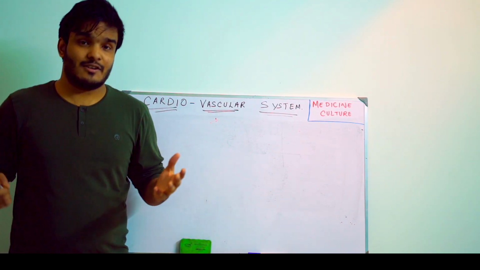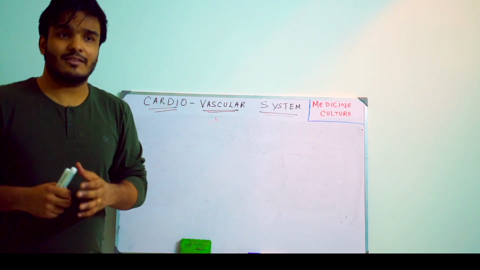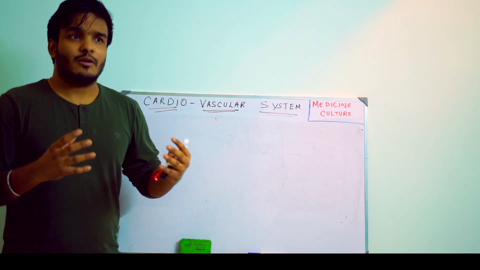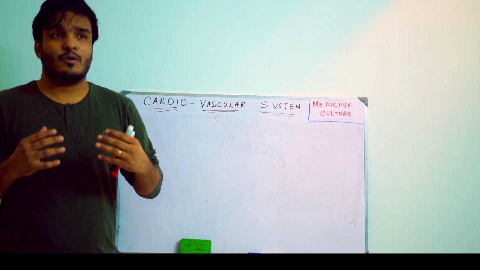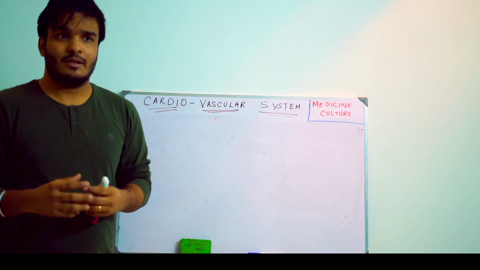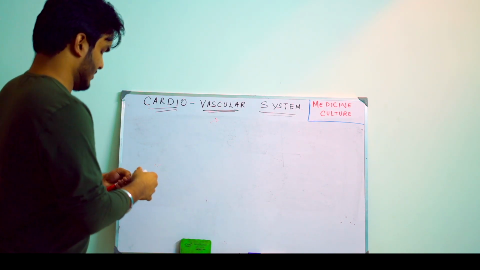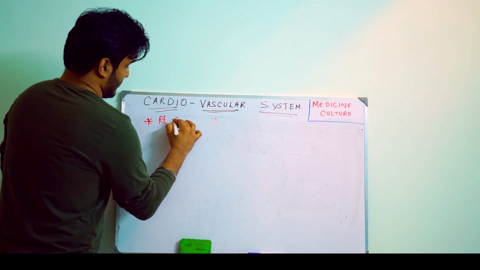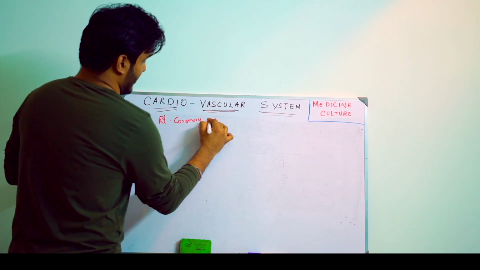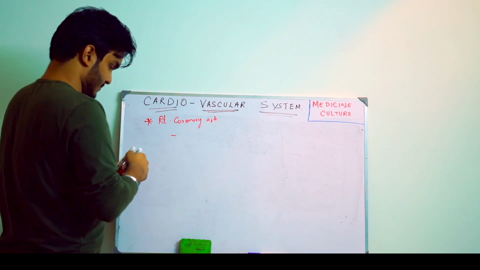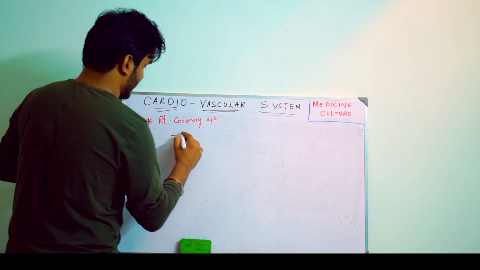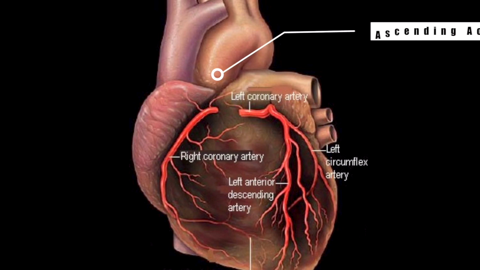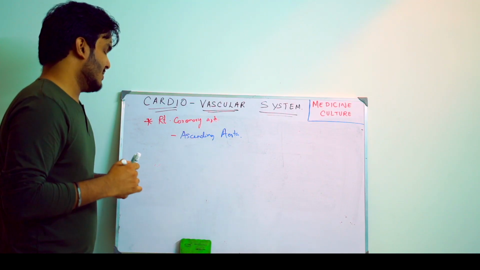Whenever you take any artery, the first thing that should come to your mind is that it's a branch of what, or a derivative of what, and which organ or tissue it supplies. These two important things we need to remember. So first, the right coronary artery is a branch of the ascending aorta.